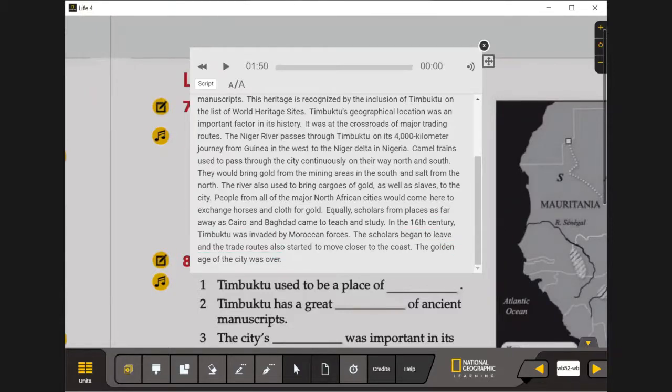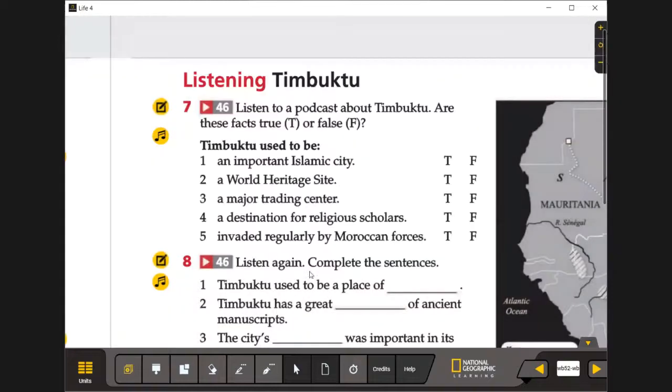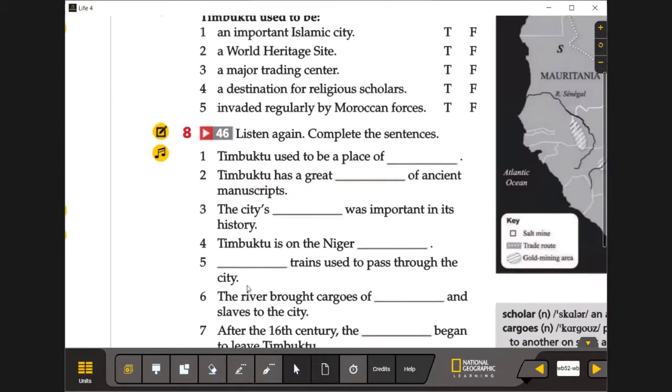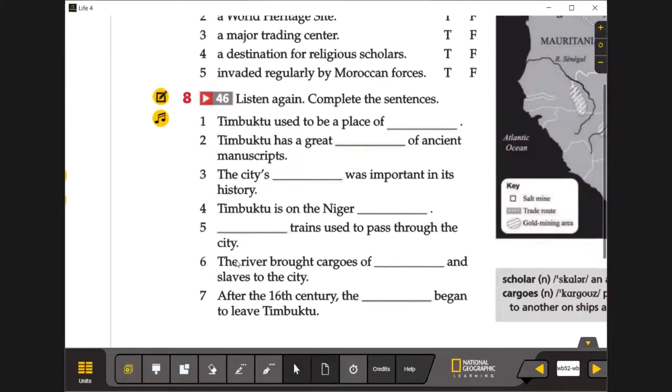Probably because it says here it was invaded by Moroccan forces during the 16th century, we may believe, for example, that it used to. But okay, as I told you, this is a customary action that no longer may take place. And well, we don't know if Moroccan forces may invade the city again. Why not? Teacher, what does heritage mean?